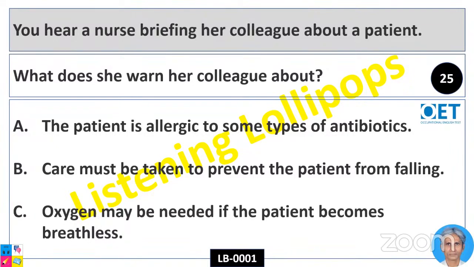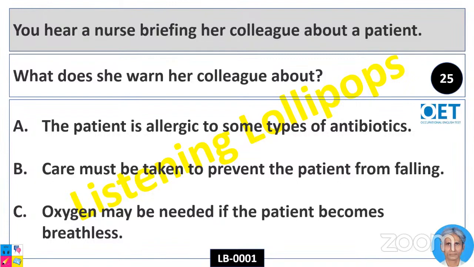So what does she warn her colleague about? Try to understand that particular point. Warning. She is warning because there is a problem. That problem should be addressed, taken care of, or avoided. That problem should not happen. There is a problem which should be avoided. Now, what is the problem here?